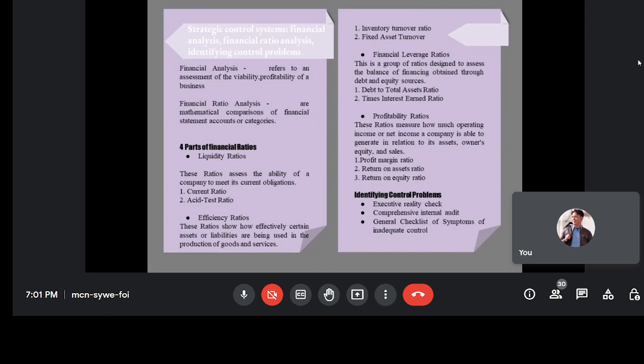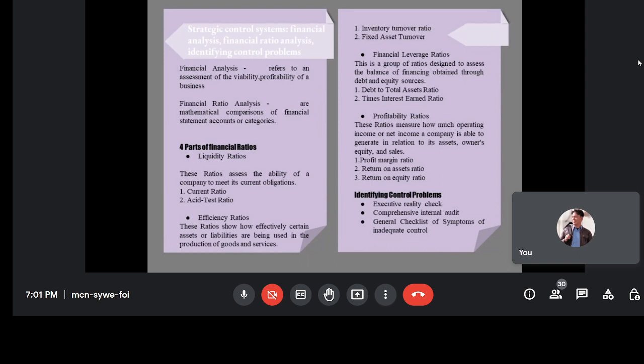Then we have the four parts of financial ratios. We have first the liquidity ratio. These ratios assess the ability of a company to meet its current obligations. So the first part of the liquidity ratio, we have the current ratio. This shows the extent to which current assets of the company can cover its current liabilities.